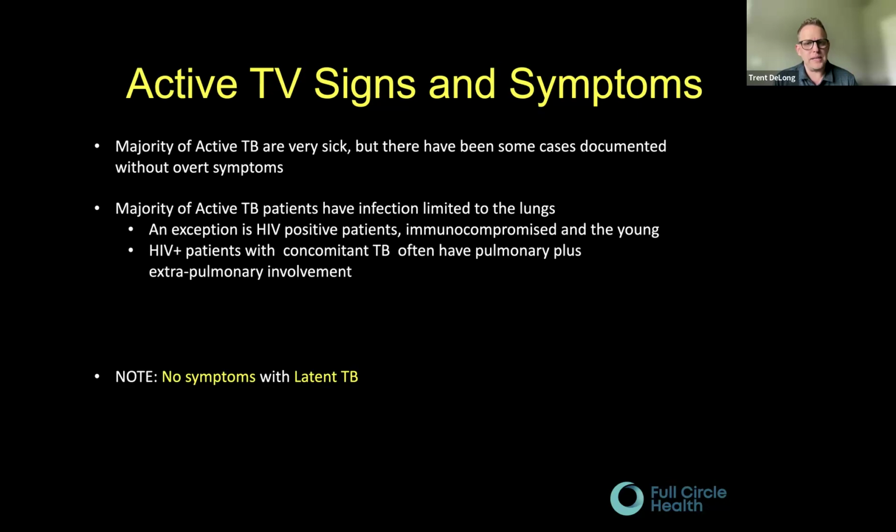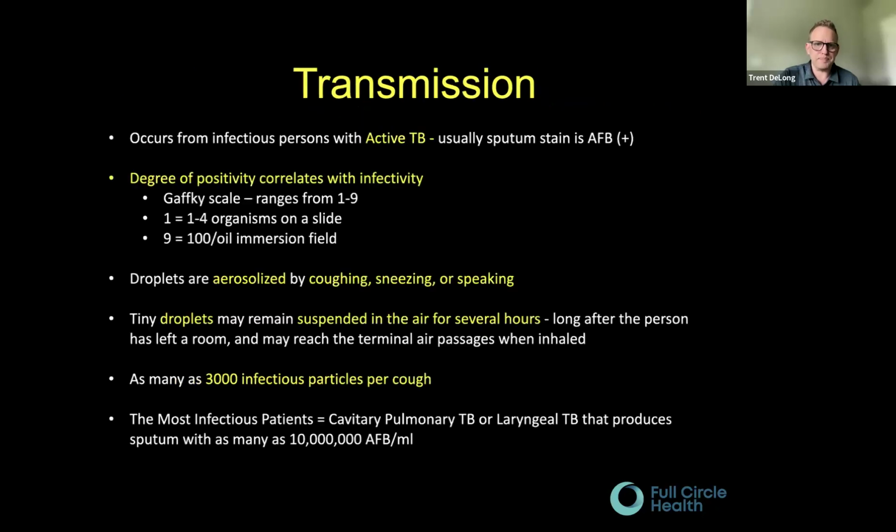The majority of active TB patients are very sick, but there have been some cases documented without overt symptoms. The majority of active TB patients have infection limited to the lungs. An exception is HIV positive patients, the immunocompromised, and the young. HIV positive patients with concomitant TB infection often have pulmonary plus extrapulmonary involvement, as we'll see some examples of that later. No symptoms with latent TB, and so that should also be duly noted.